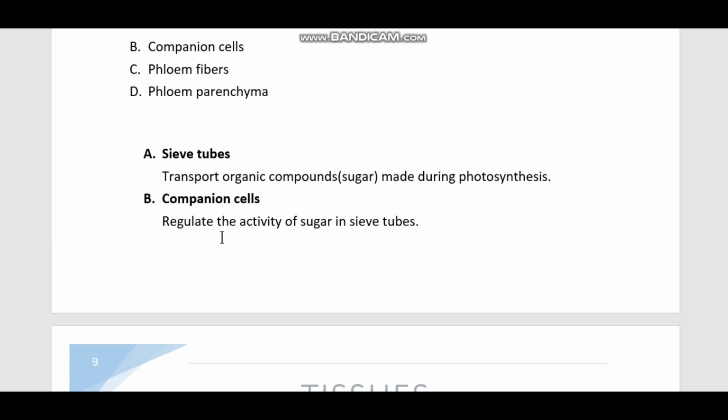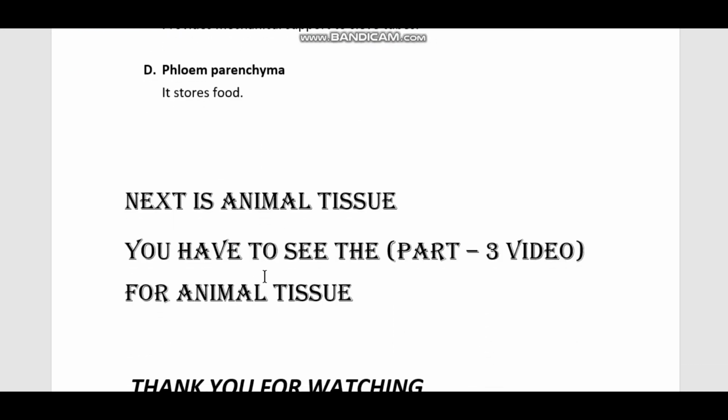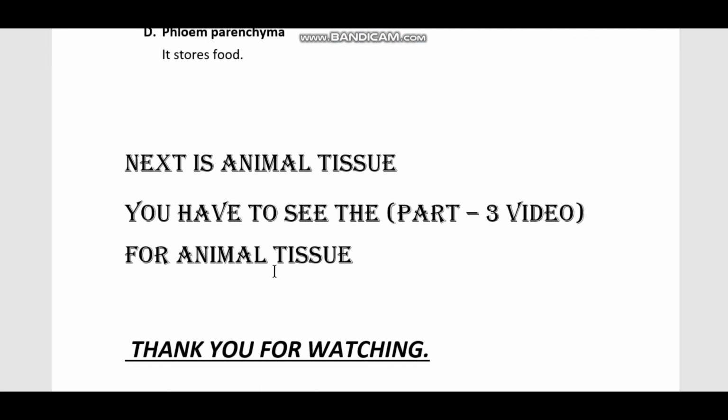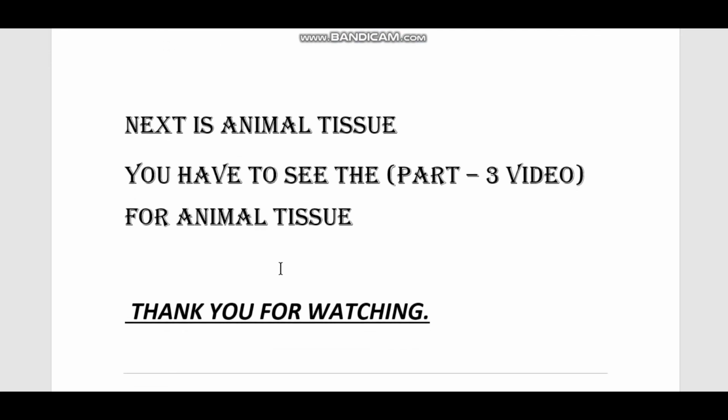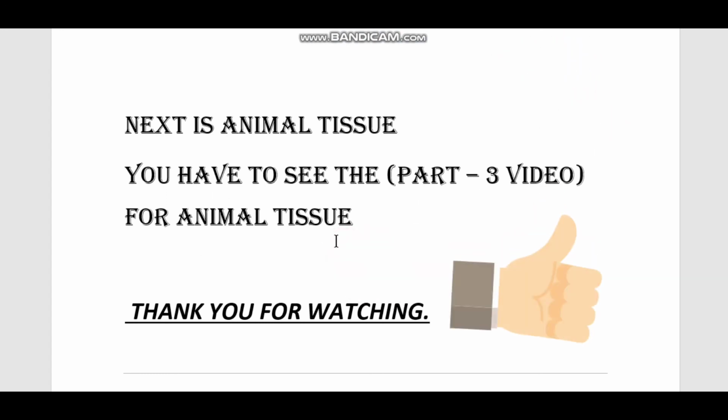Companion cells regulate the activity of sugar in sieve tubes. Phloem fibers provide mechanical support to sieve tubes. Phloem parenchyma stores food. This is the part 2 video of tissue. You have to see the part 3 video for animal tissue.